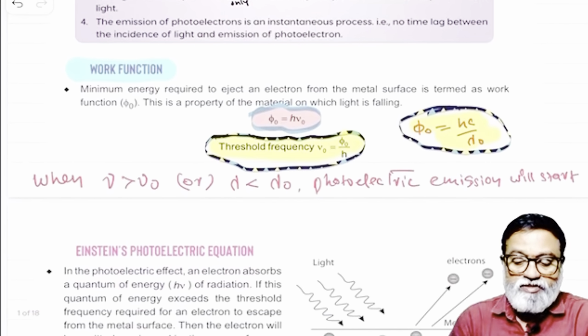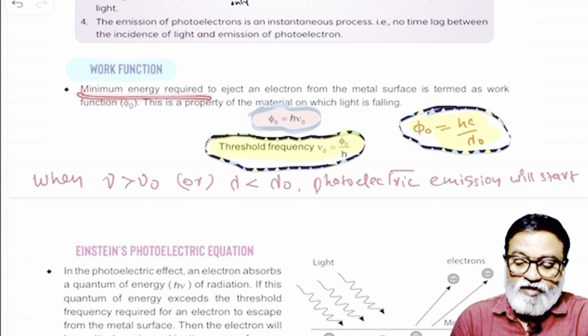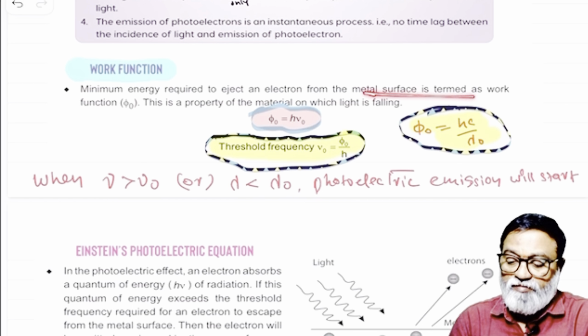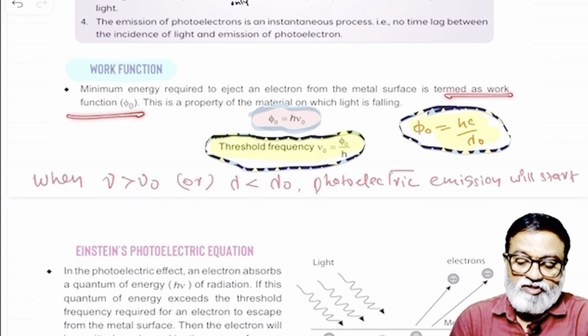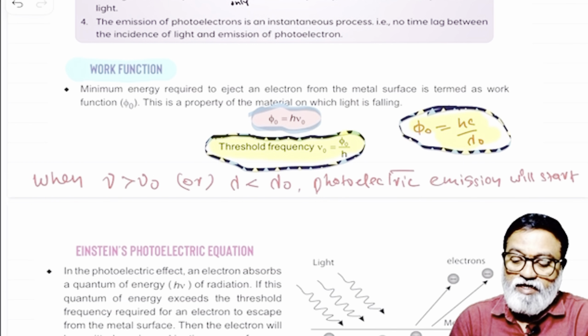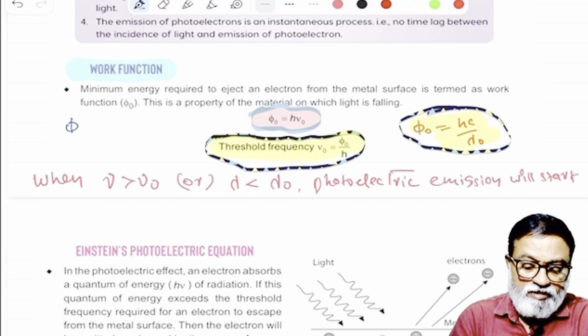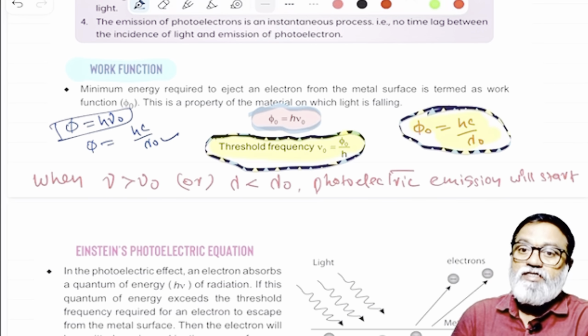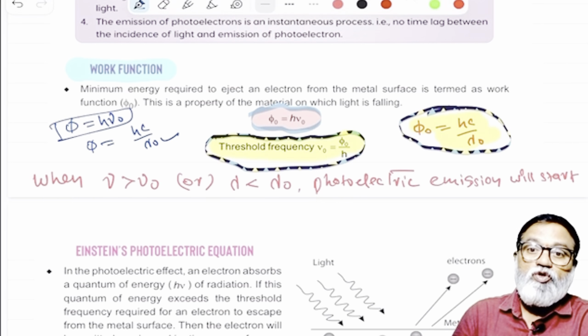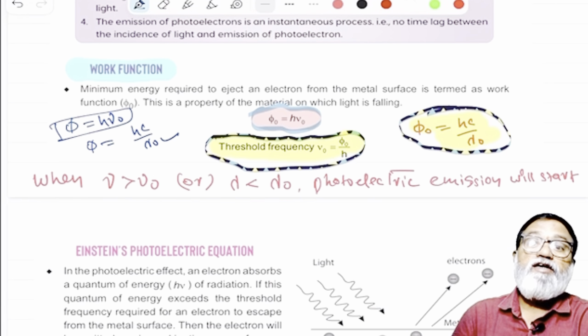Here, work function means the minimum energy required to eject the electron from the metal surface. This is a property of the material on which light falls. This work function phi is equal to h nu naught. We can write phi or phi naught, this is h nu naught, where nu naught means threshold frequency. Another one: phi is equal to hc by lambda naught. Here lambda naught means threshold wavelength. Threshold wavelength means the maximum wavelength below which only electrons are ejected.